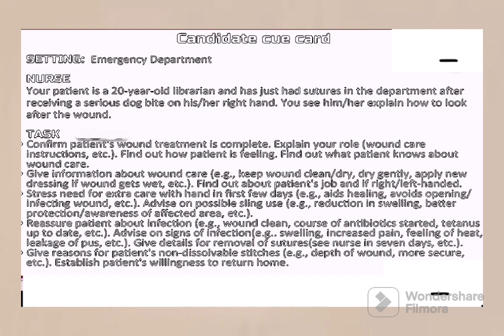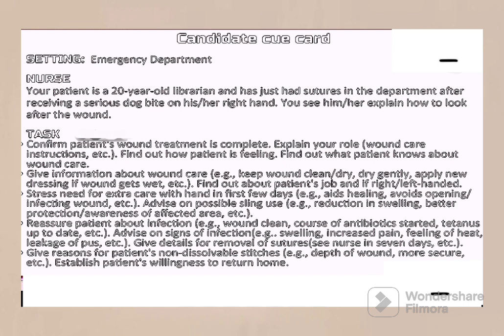Are you okay with that? Like that we can ask. And the next task is to stress the need for extra care with the hand in the first few days, for example, it aids healing and avoids opening or infecting the wound. Advice on possible sling use, for example, reduction in swelling, better protection, awareness of the affected area.